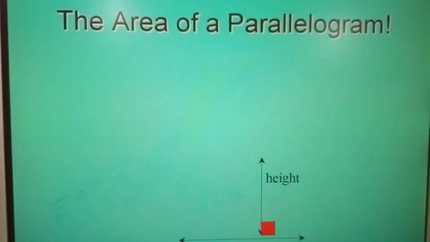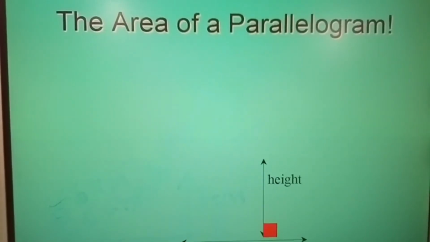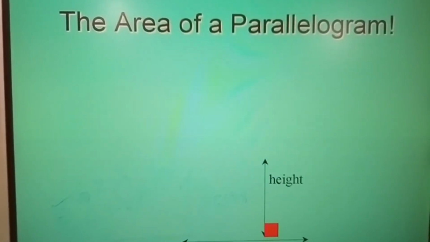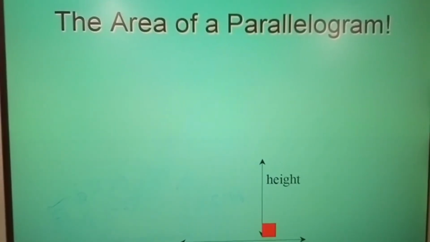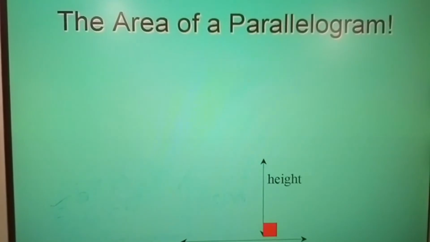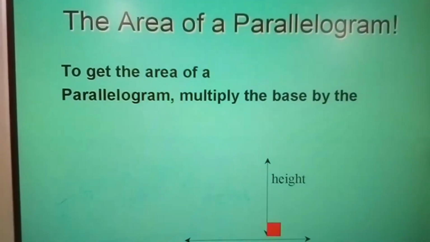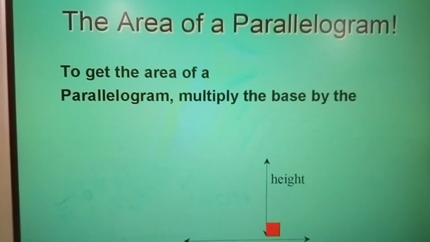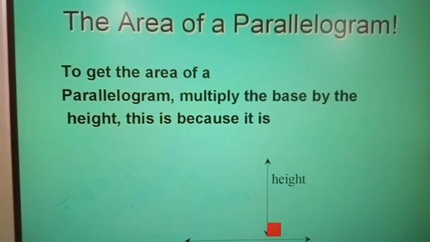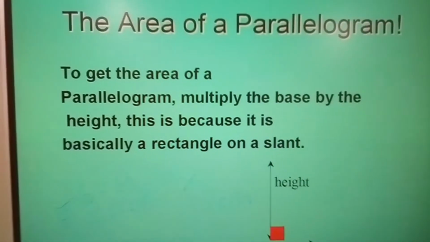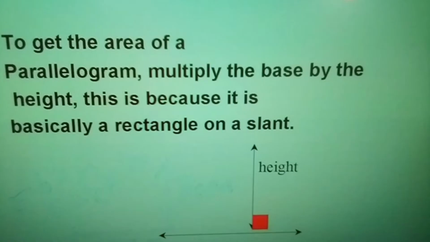Now here we're looking at the area of a parallelogram. Okay. To get the area of a parallelogram, multiply the base by the height. This is because it is basically a rectangle on a slant. Okay, and basically that's what it is, right? So let's just get a close up of that for you.